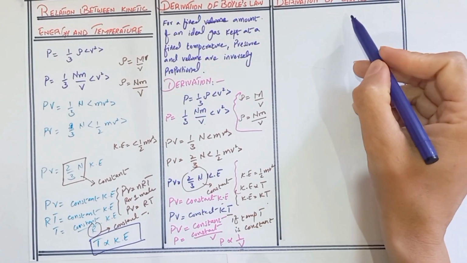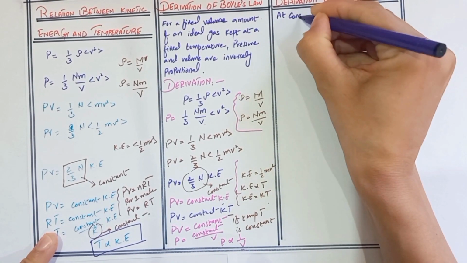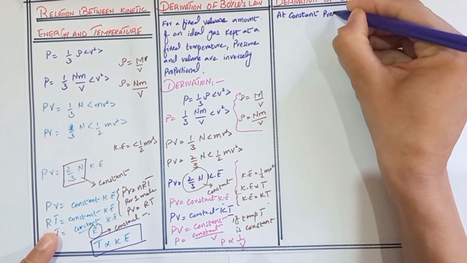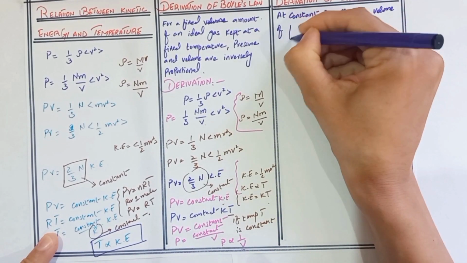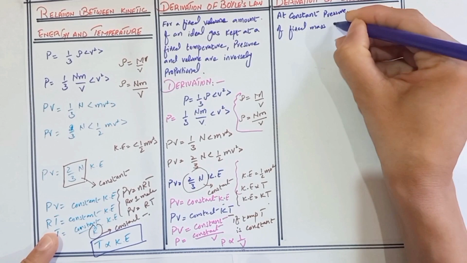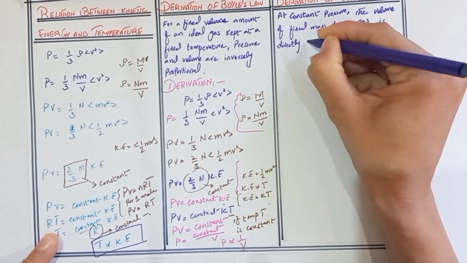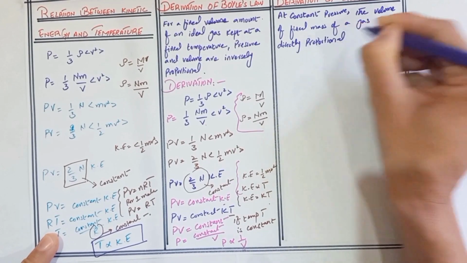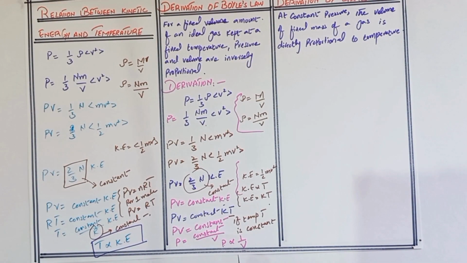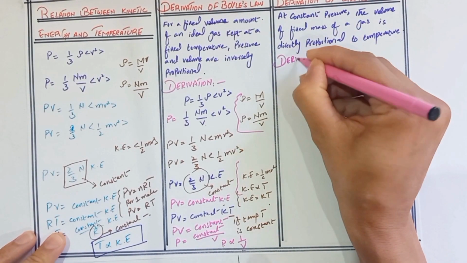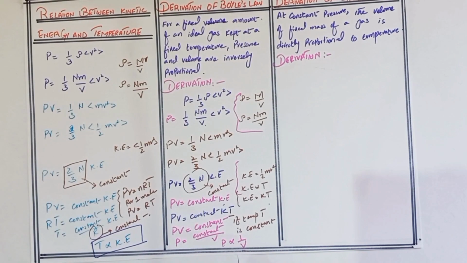Now we discuss the derivation of Charles's law. First we discuss the definition. The definition is: at constant pressure, the volume of a fixed mass of a gas is directly proportional to temperature. So here we prove this derivation, that the volume is directly proportional to the temperature at fixed pressure.